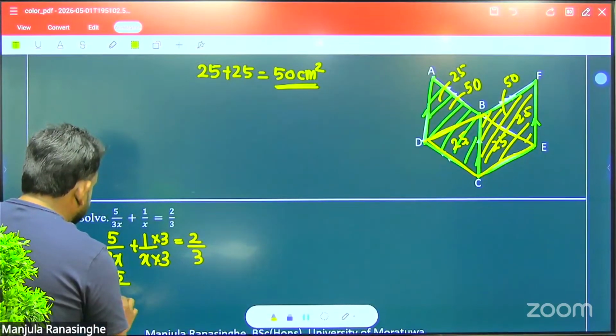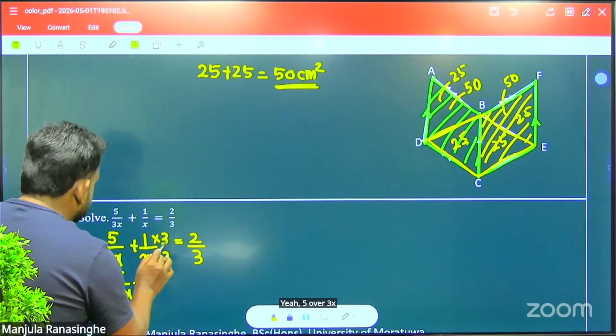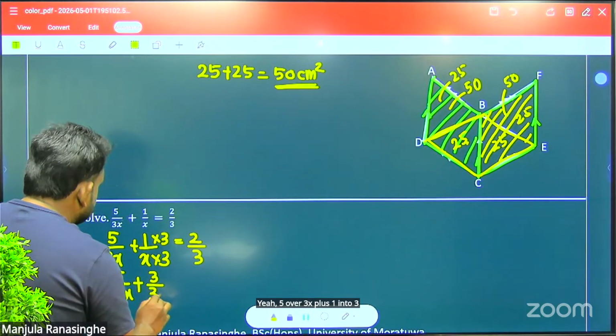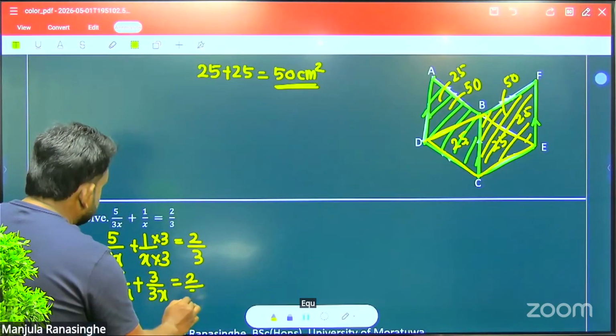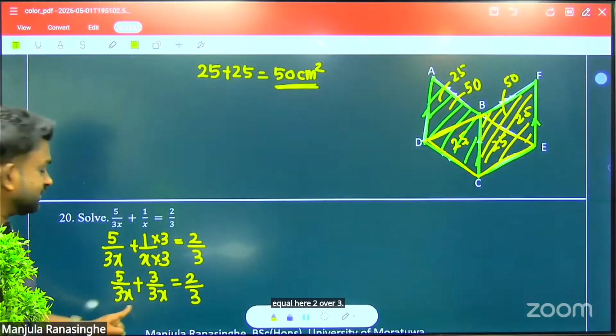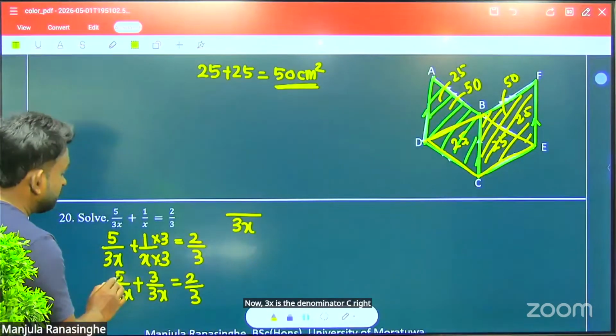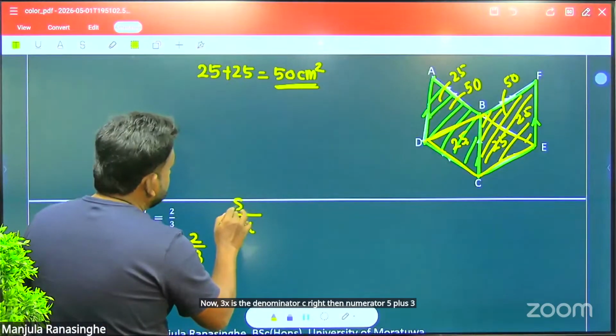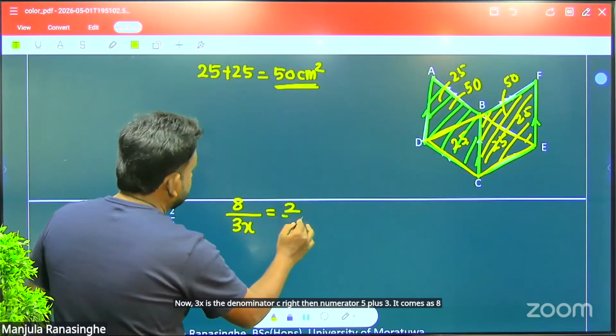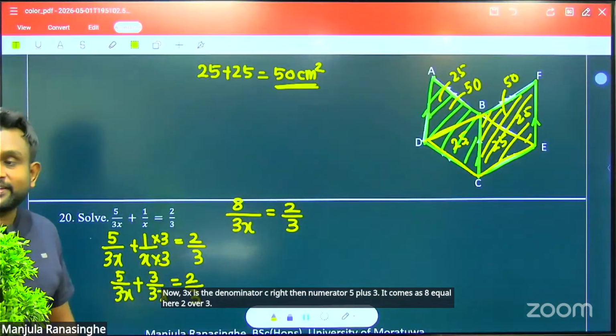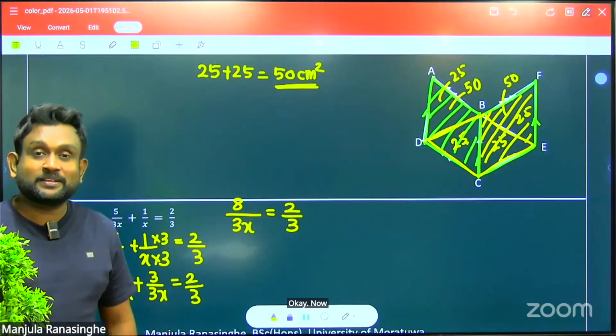Here 5 over 3x plus 1 into 3, 3 over 3x equals 2 over 3. Now the denominator 3x is the same, right? Then the numerator 5 plus 3 comes as 8, equal to 2 over 3. Okay, now I mention A-level math simplification.